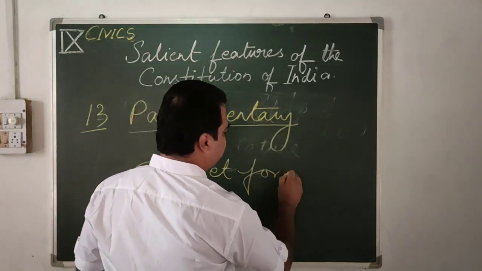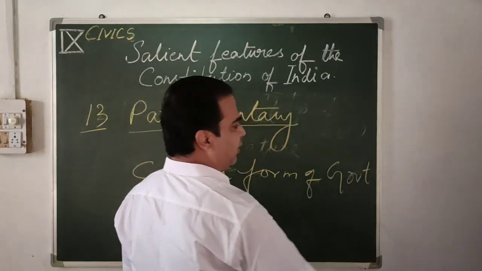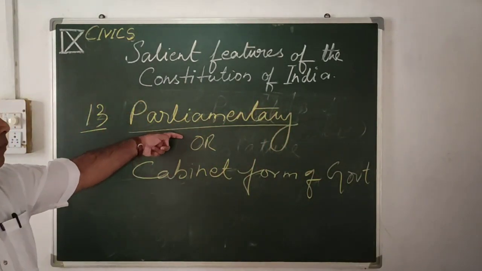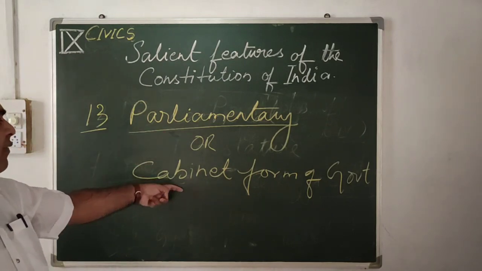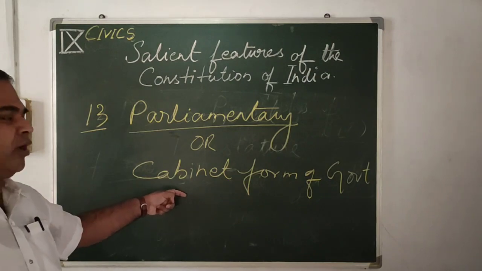Cabinet form of government. What type of government? Parliamentary form of government we have. We have a cabinet. We can call parliamentary government also as cabinet form of government.